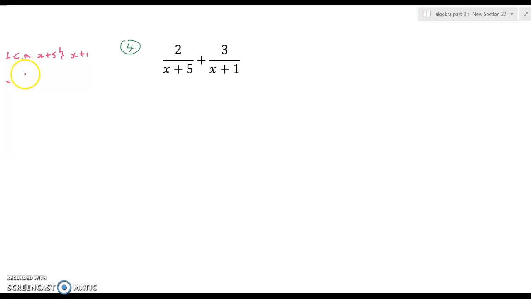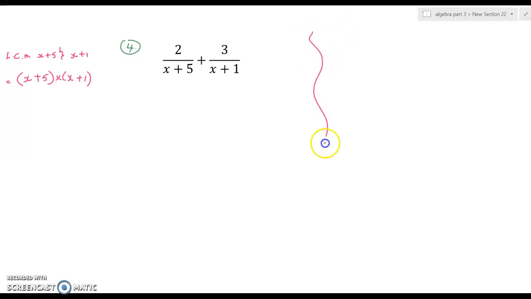It's like saying, you have $20, right? And then I have one more dollar than you, which means I have $21, right? So it's just totally different, right? So the LCM is x plus 5, right, like this, times x plus 1, right?